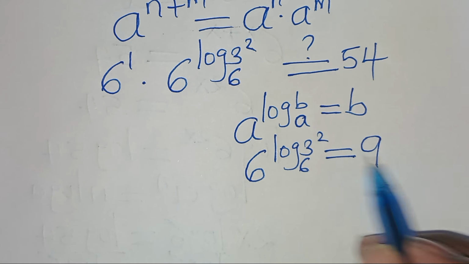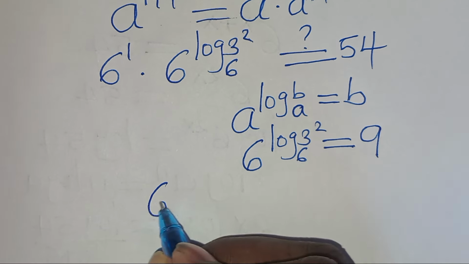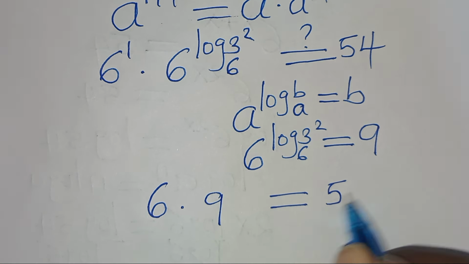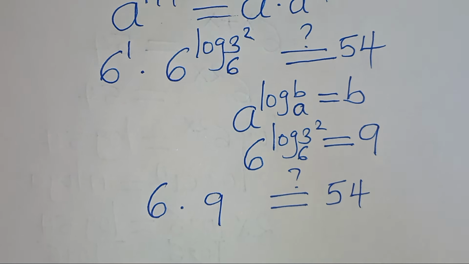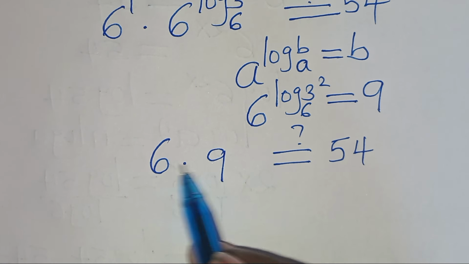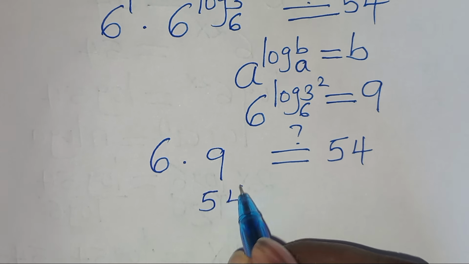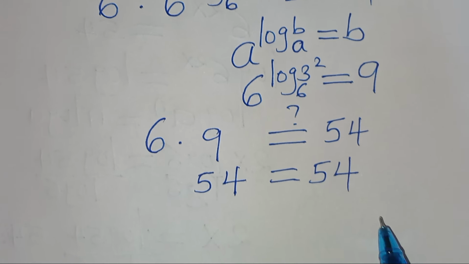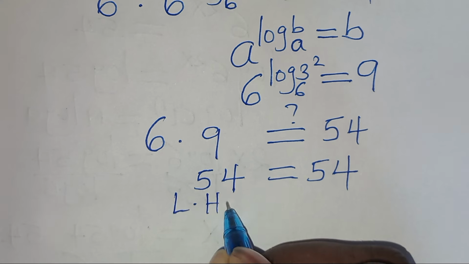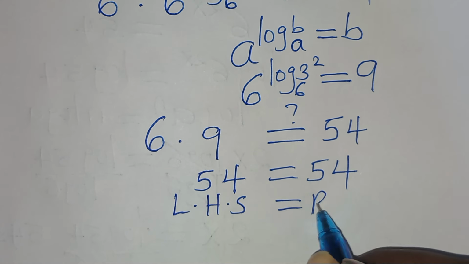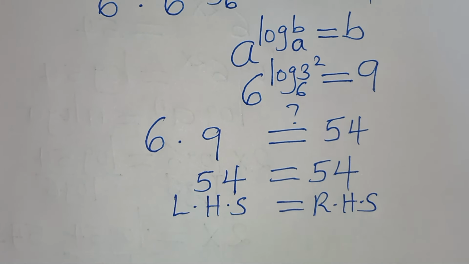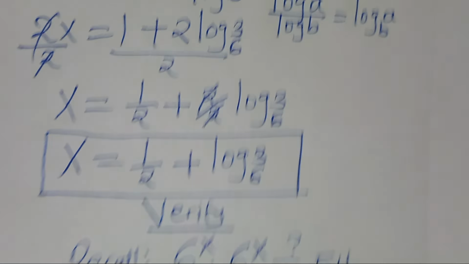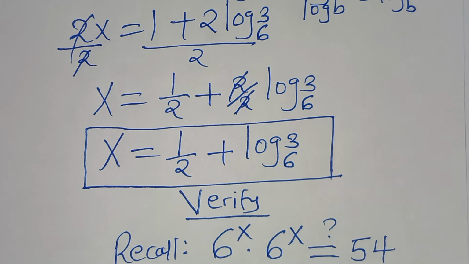Substituting this 9 here, this implies that we have 6 multiplied by 9. This is supposed to give us a value of 54. So let's check if this is true. 9 times 6 is equal to 54. And actually this is equal to 54. And this implies that the left hand side is equal to the right hand side.